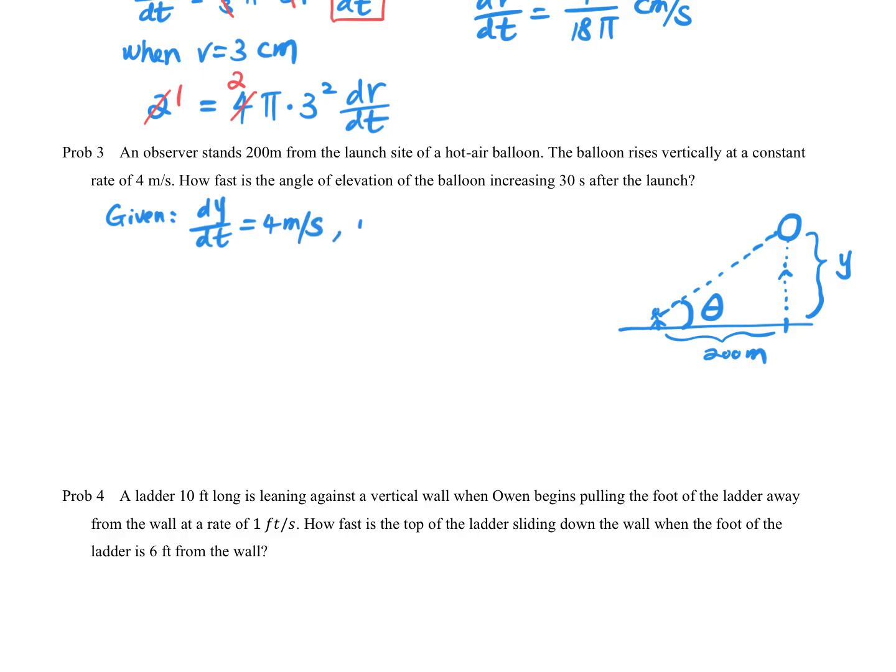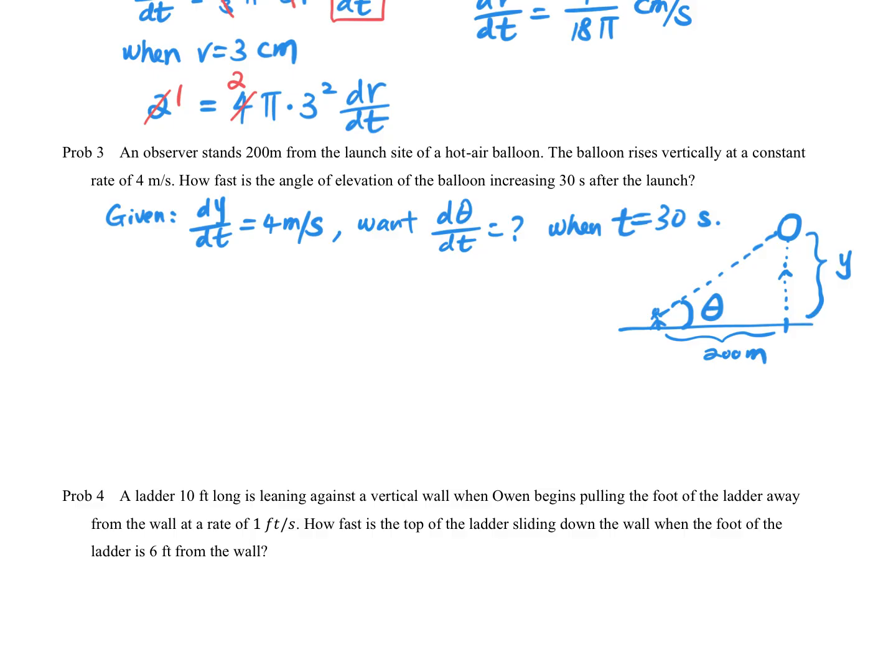And what do we want? We want to find how fast this angle is changing. So d theta/dt when time is equal to 30, right? The time is equal to 30 seconds, okay? Time for us to find a function that relates this theta and y. We already know this side. Actually, after 30 seconds, we also know this distance, right?